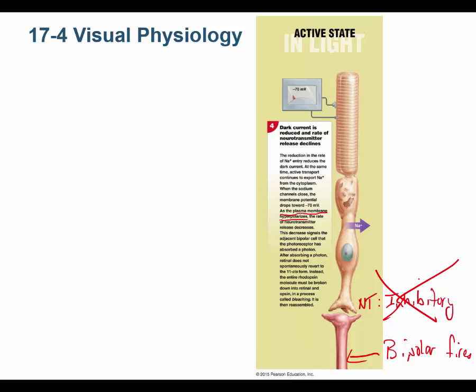In the dark, my rods and cones release inhibitory neurotransmitters. And that's a really counterintuitive concept, and it's opposite of what you've been learning about neurons all along. All right, so that's the dark current, and that's how light hyperpolarizes and allows the bipolars to fire.